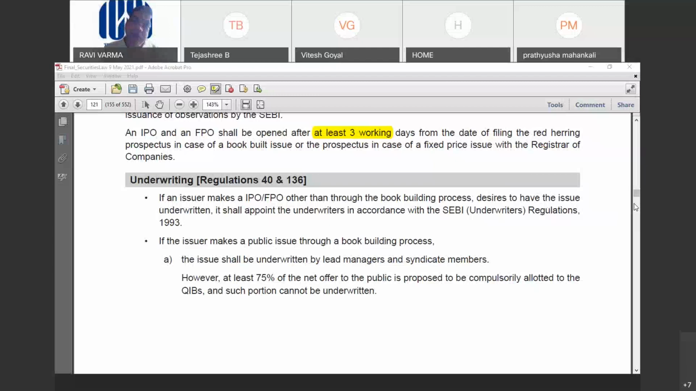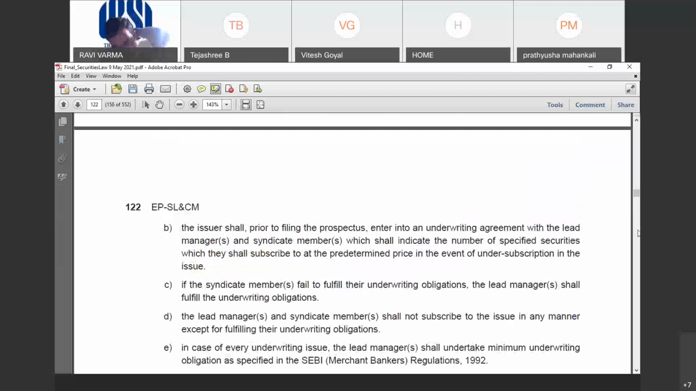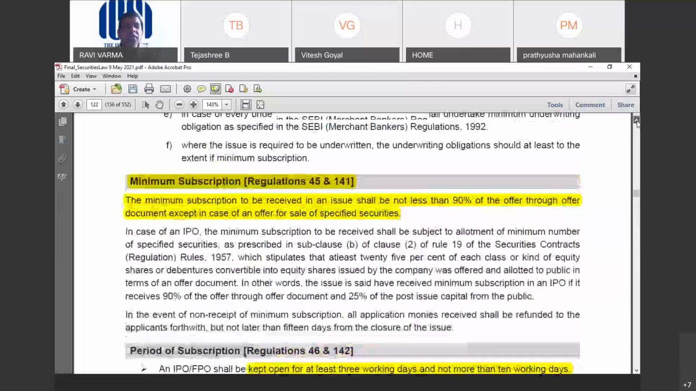So, sir, is it voluntary in the other process? Yes, it is voluntary in the other process. But if you are considering to appoint the underwriter, then you have to follow the conditions. Right? First, the issue shall be underwritten, that yes, they are willing to subscribe. And make sure that whatever 75% you have committed to QIB remains with QIB. The remaining can be underwritten. Underwritten means they will be subscribing, right? They will at least be holding.